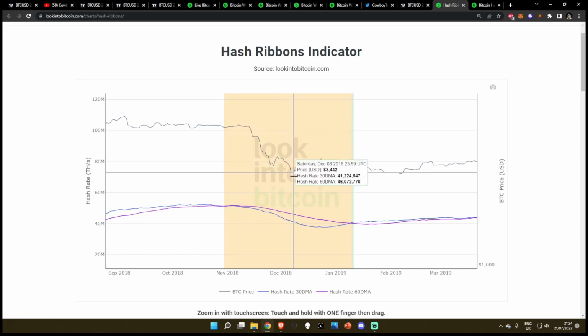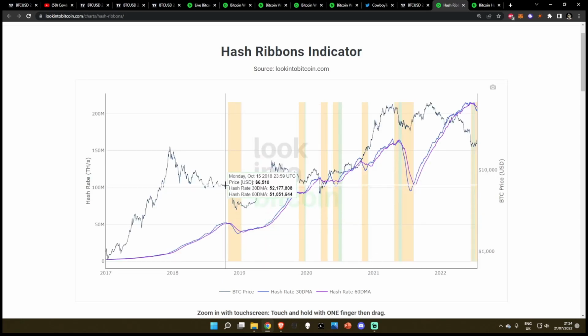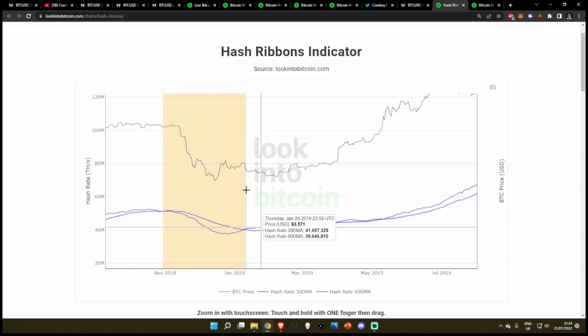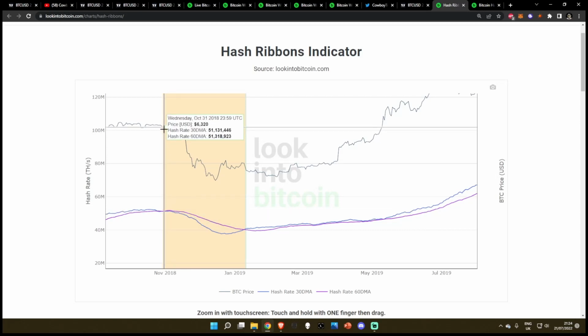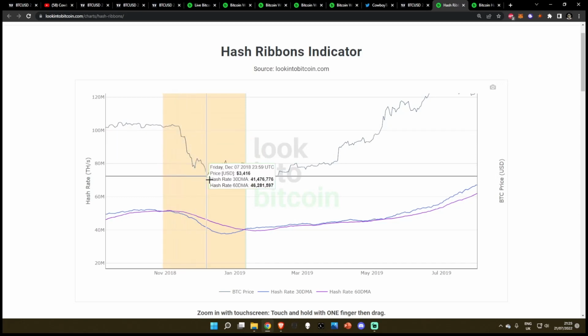So if we zoom into our 2018 bear market coming into 2019, what you'll see is that basically the price was really just going sideways at this point, and then as soon as the hash ribbon started to flip bearish, this actually called the breakdown long before the price action did. We were sitting at 6,300 and it took a couple of weeks before we actually started heading back down.